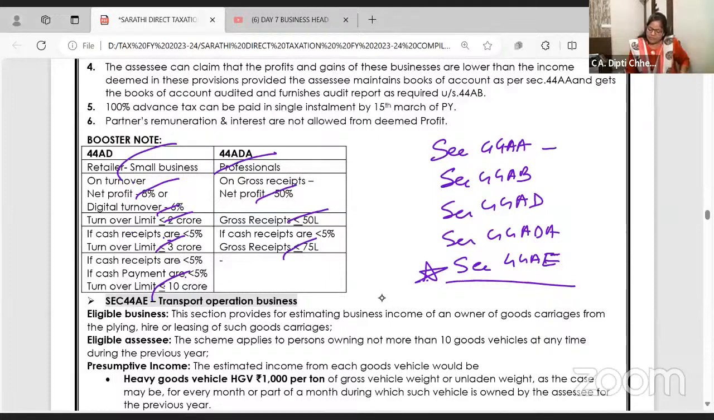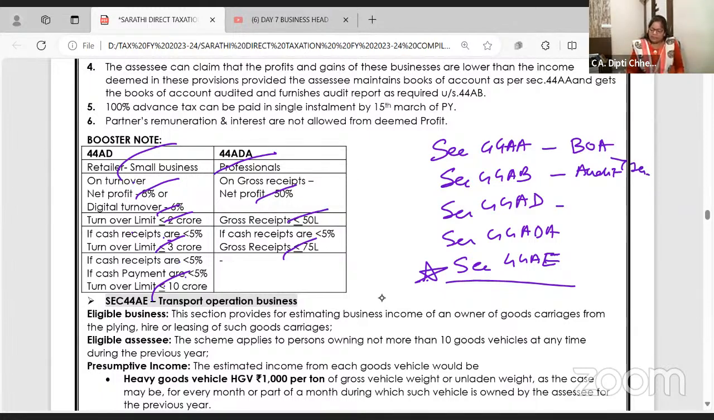See, 44A is to maintain the books of accounts or not. For individual and HUF, if the profit increases 250, turnover increases 25 lakhs. For others, if the profit increases 1,20,000, turnover exceeded 10 lakhs. Maintain books of accounts and get it audited if the turnover exceeds 1 crore.